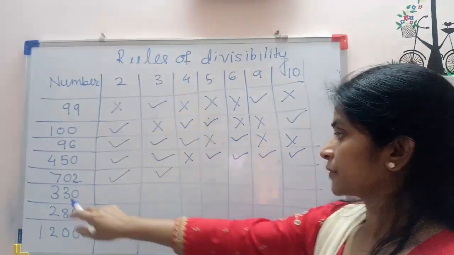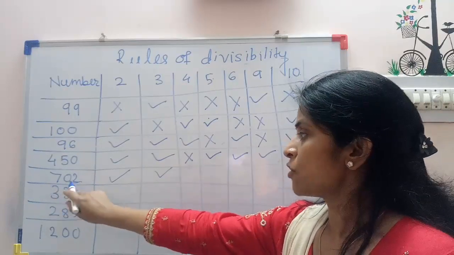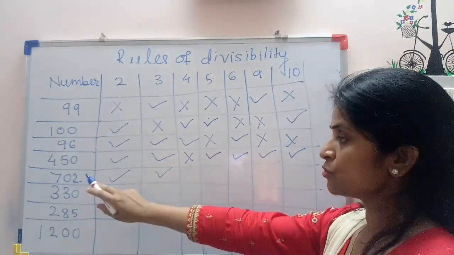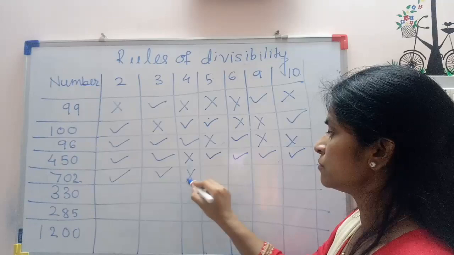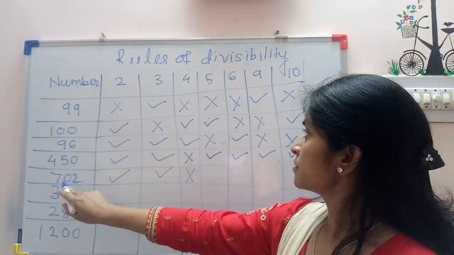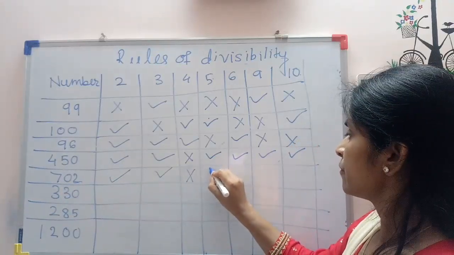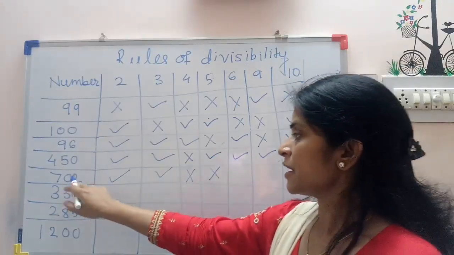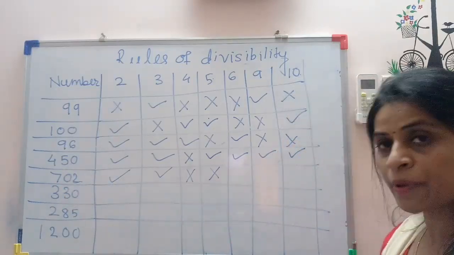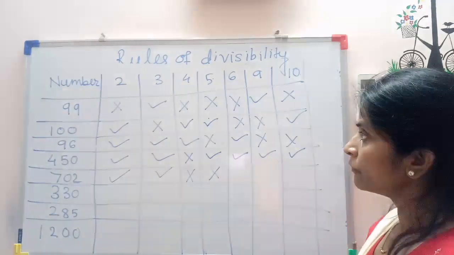Now, next, whether it is divisible by 4 or not. Last two digits are 02. It is not divisible by 4. Divisibility by 5. It is not divisible by 5 because the number ends in 2. It should end in 0 or 5.